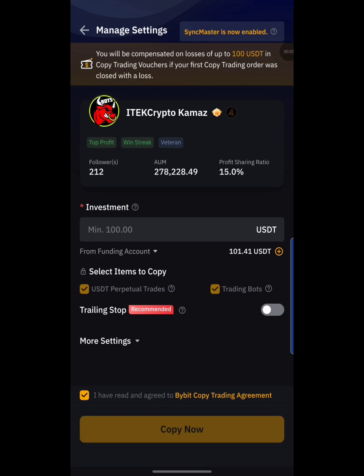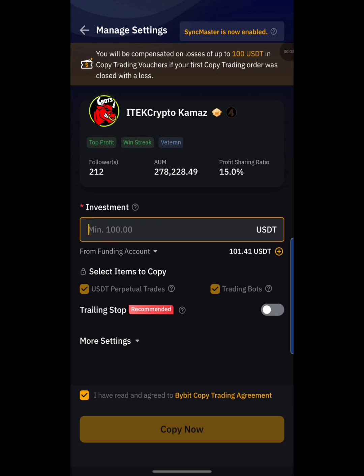Here we are. So as you can see, guys, the minimum you can actually invest with this guy right here is actually 100 USDT. Okay, and when you invest 100 USDT right here, you're going to be compensated on your losses. As you can see up here, it says you'll be compensated on losses of up to 100 USDT in copy trading vouchers if your first copy trading order was closed with a loss.